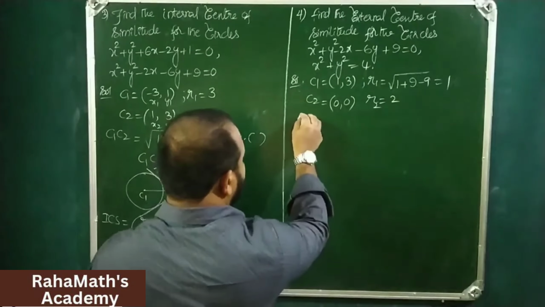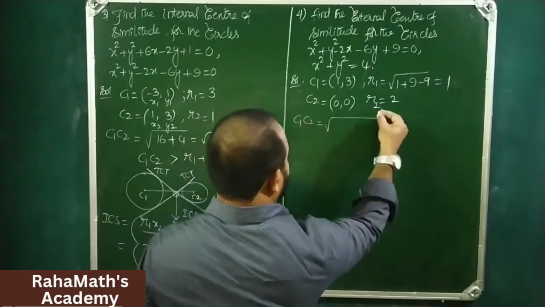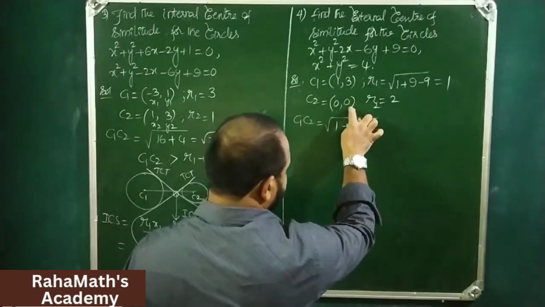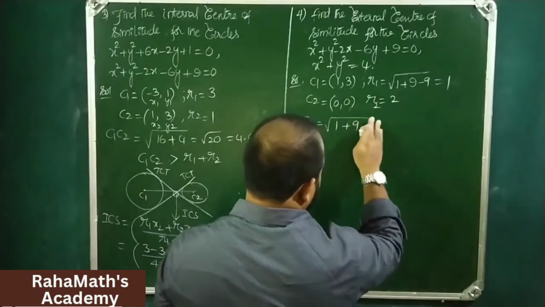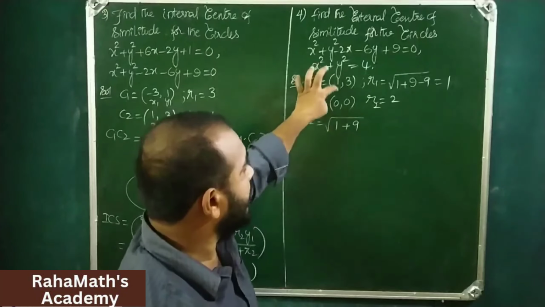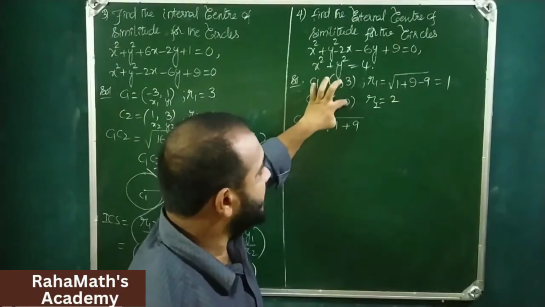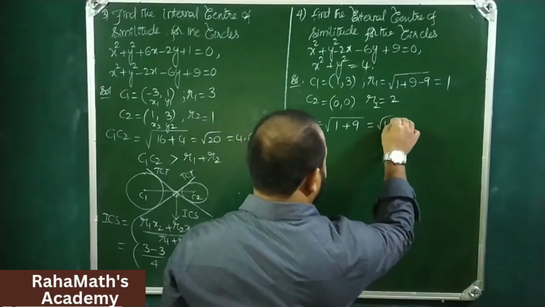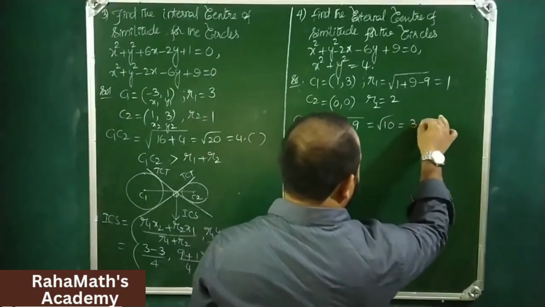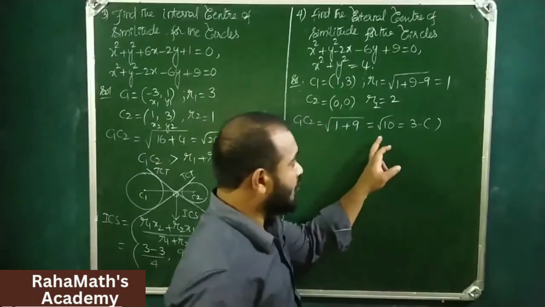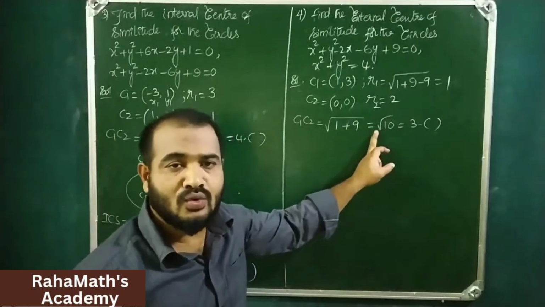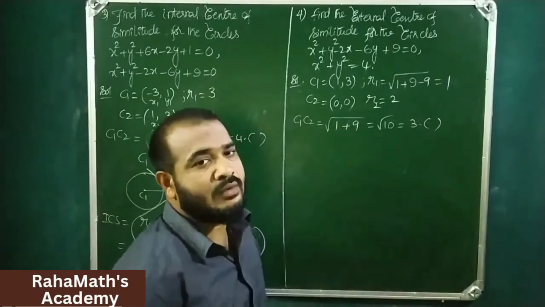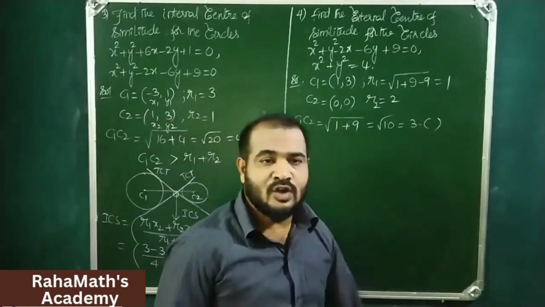So now what is C1C2, the line joining the centers? 1 minus 0 whole square is 1, plus 3 minus 0 whole square, 3 square is 9. So this is root 10. Root 10 is 3 point something, because root 10 is more than root 9. Root 9 is 3, so root 10 is 3 point something. We are not concerned about the particular value of it.